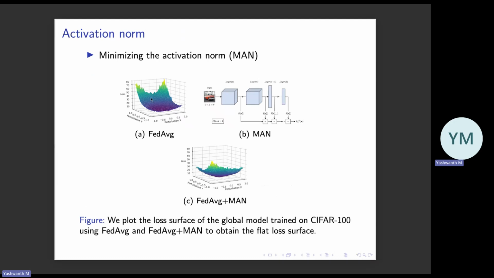In this figure, the first figure, A, shows the loss topology after convergence of the global model. As we can see, this topology is sharp. When we use the activation norm regularizer and train the model using federated averaging, we can see that the loss becomes flat.